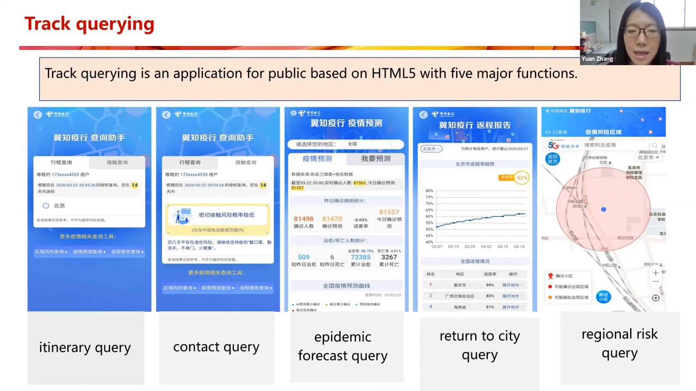Individual users can inquire about their own itinerary, the possibility of virus contact, and regional risks through their mobile phone number and understand the risk in real time. The products are currently used by more than 10 million people. They are promoted by China Telecom as a key application service product serving the public in relevant provinces and cities.